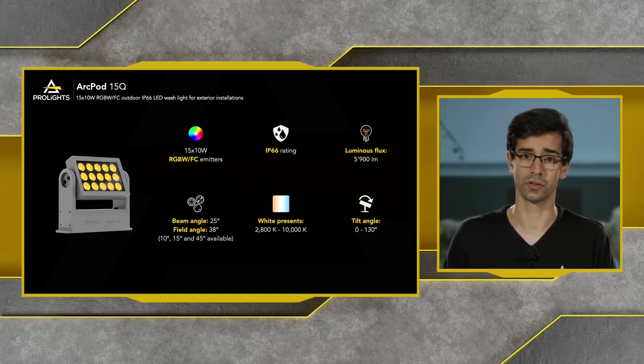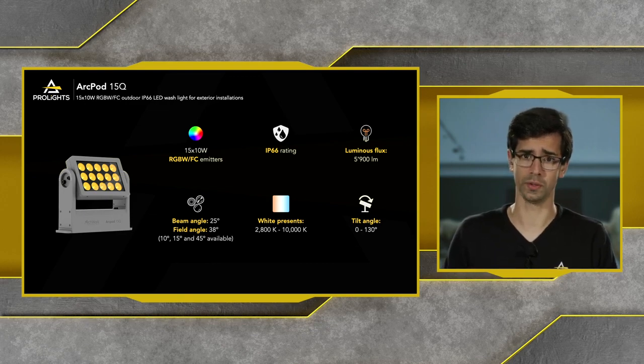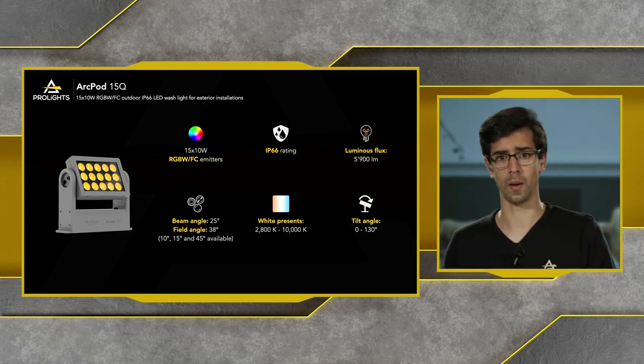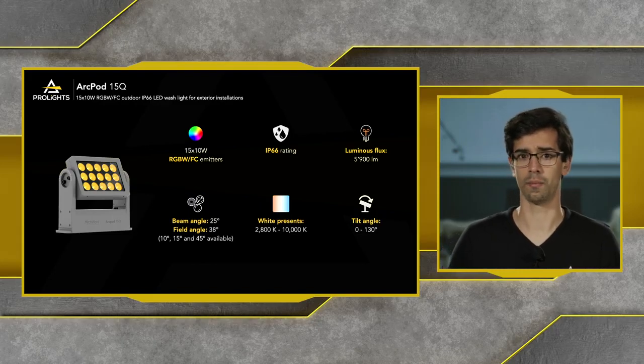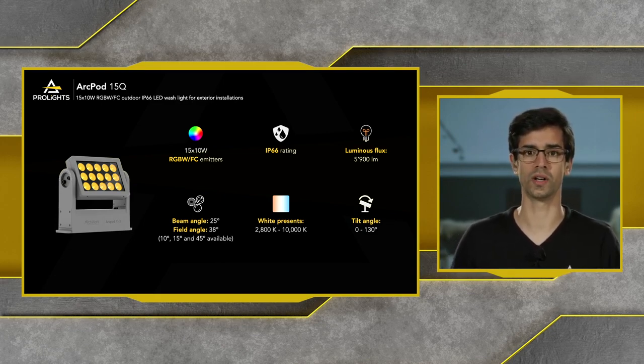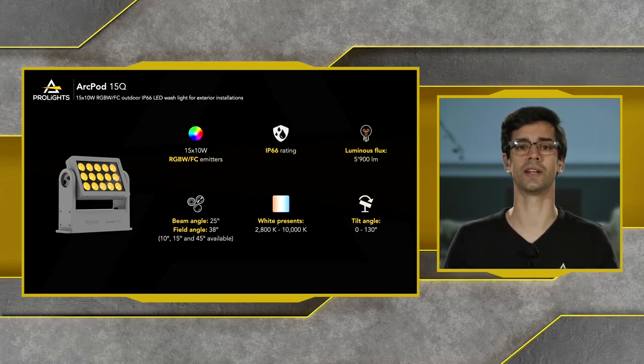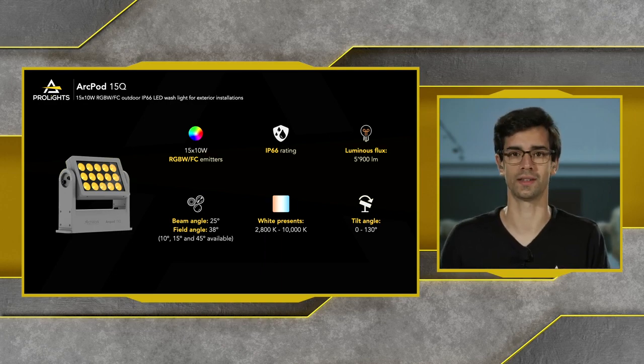So we've got a lot of accessories available, whether it's 10 degree, 15 degree, and 40 degree accessories, so lenses available for these units, with wide presets. Again, from 2,800 Kelvin upwards of 10,000 Kelvin to light up more classical buildings, if we want to light them up with a warm color or a cool white color, we've got a whole range of presets available for you. We also have a tilt angle, from 0 degrees to 130 degrees, to really adjust the heads of the floods to your building and make sure you've got a nice spread onto the objects that you're lighting up.